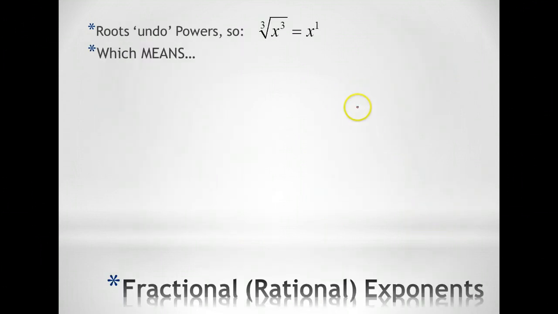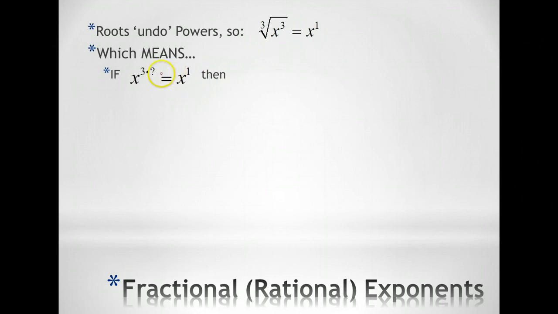Next we come to rational exponents. Now, a little bit about roots and powers, as I mentioned already. Roots undo powers. So if I had x cubed and I wanted x to the first, I would take the cube root to get x to the first, because the cube root undoes the cube power.